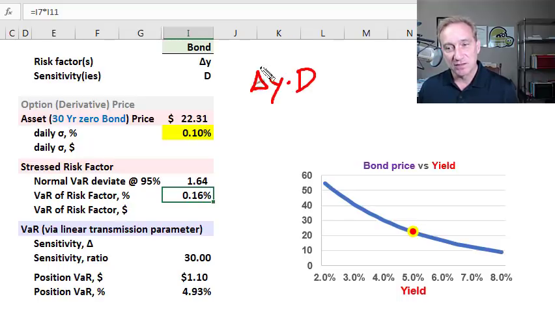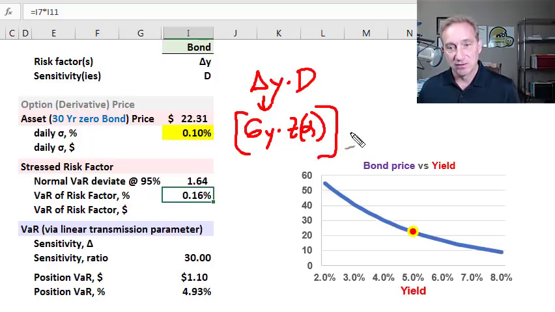And what's my worst expected change in the yield? Well, we know that is now the standard deviation of the yield multiplied by, if we assume that it's normal, the standard normal deviate given some selected confidence level, in this case 95%, right? So that's my worst expected change to the yield, and we multiply that by the sensitivity, or generically the transmission parameter, of modified duration, right?